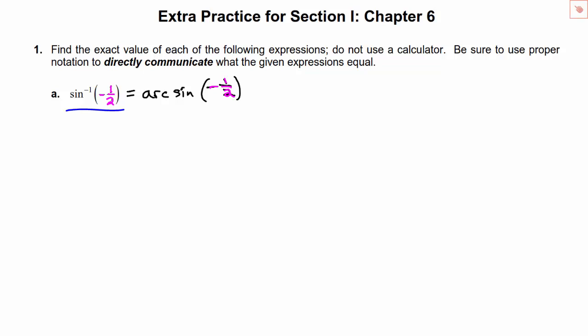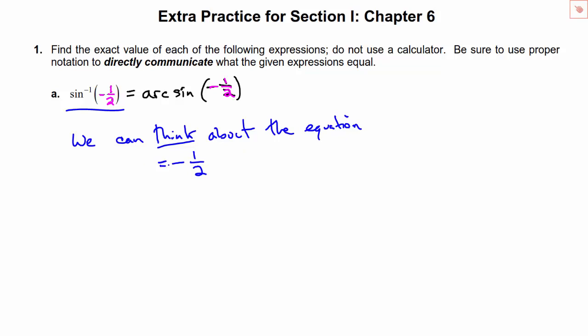So in order to evaluate sine inverse of negative 1/2, it's not the same problem, but we can think about a similar situation, the equation where negative 1/2 is an output for the sine function. And we need to find an angle who has an output value in the sine function of negative 1/2. All right, and there's an additional restriction on us when we're working with the inverse sine function.